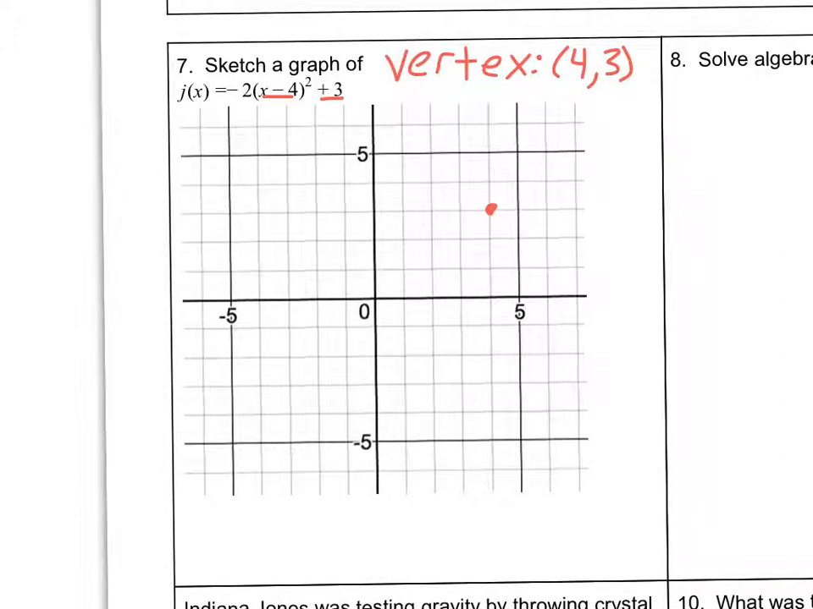I know that the basic shape of this should be some kind of a U. It's a parabola because of the squared part. And I also know with a -2 out front that my next 2 points are going to be 1 unit to either side and 2 down. You can only use this idea to work 1 to the right and 1 to the left.